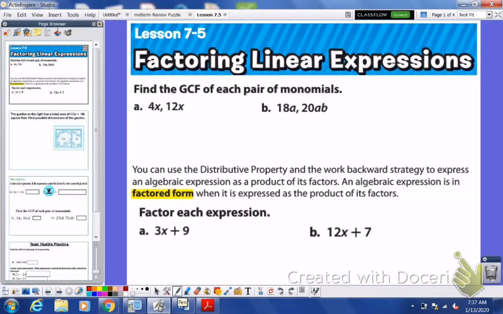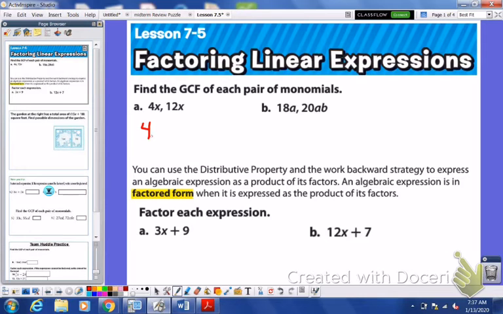Alright guys, so in this last section of chapter 5, we're going to be talking about factoring linear expressions. So first thing we want to talk about is finding the GCF of each pair of monomials. So we have a 4x and a 12x. Now we know that our GCF of 4 and 12 is 4 because 4 is the largest number that will divide into both 4 and 12.